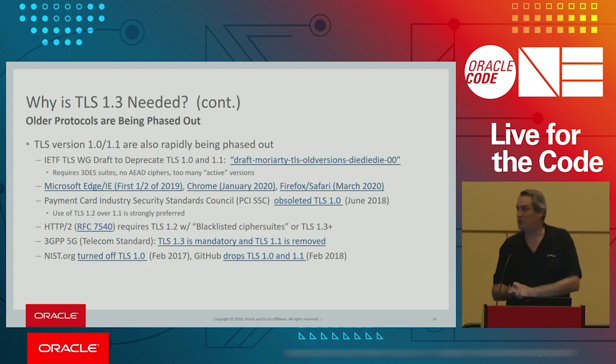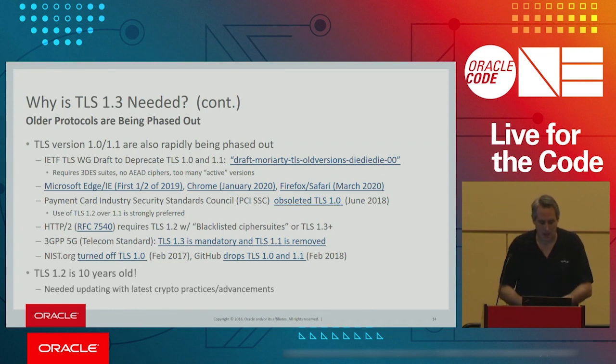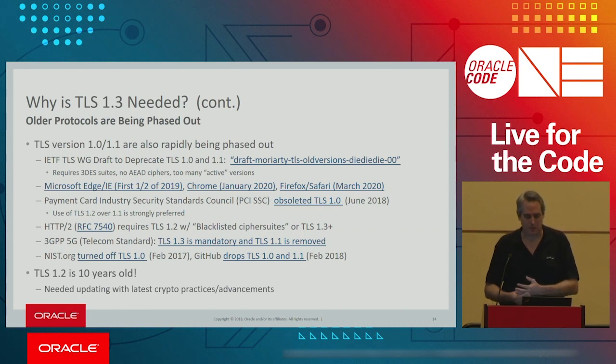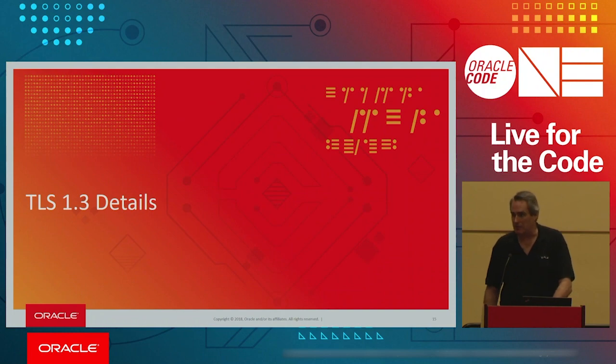There's also HTTP/2, which was finalized last year, if I remember right. It requires TLS 1.2 or 1.3. You can use 1.2 with some blacklisted cipher suites, but they would prefer you be on 1.3, I think. There are also some 5G wireless standards out there. NIST and GitHub, everybody's turning off 1.0 and 1.1. So it's time to start upgrading at least to 1.2, if not to 1.3. And the other thing is TLS 1.2 is 10 years old, so it needs updating with a lot of the latest crypto advancements and practices that have occurred over the last 20 years or so. So, talking now a little bit more about the details of 1.3.